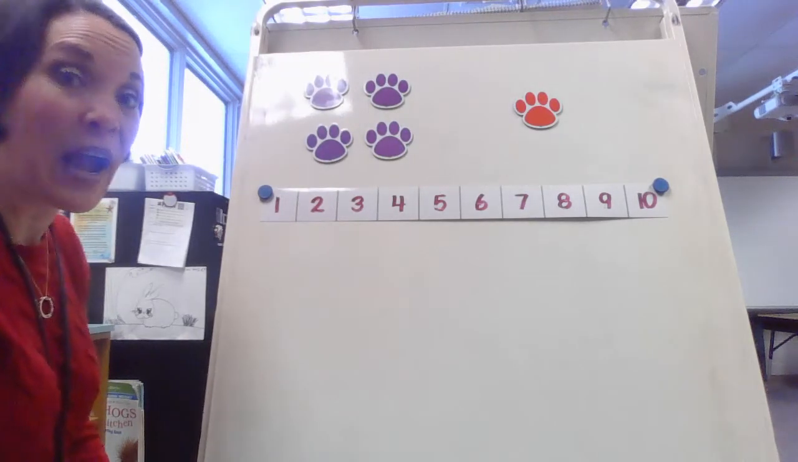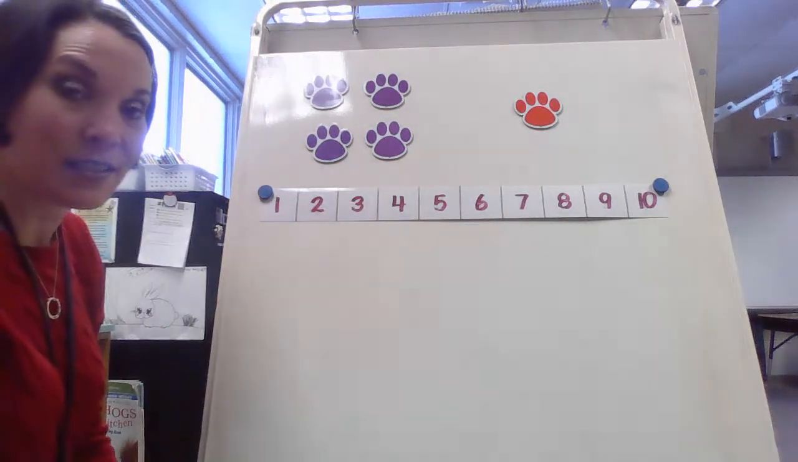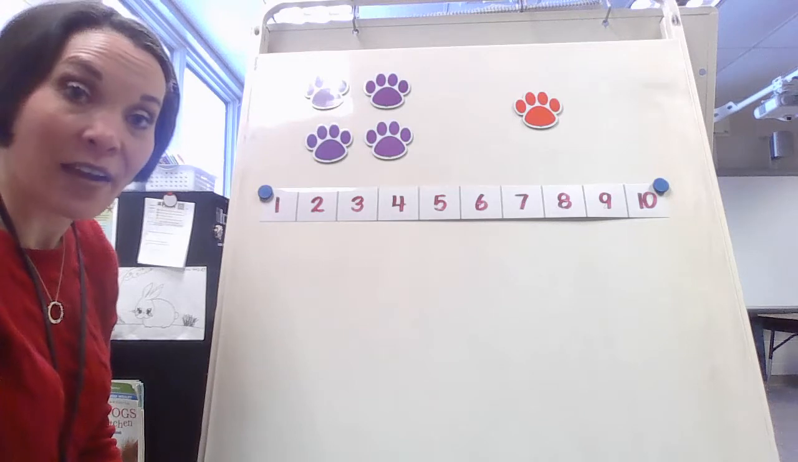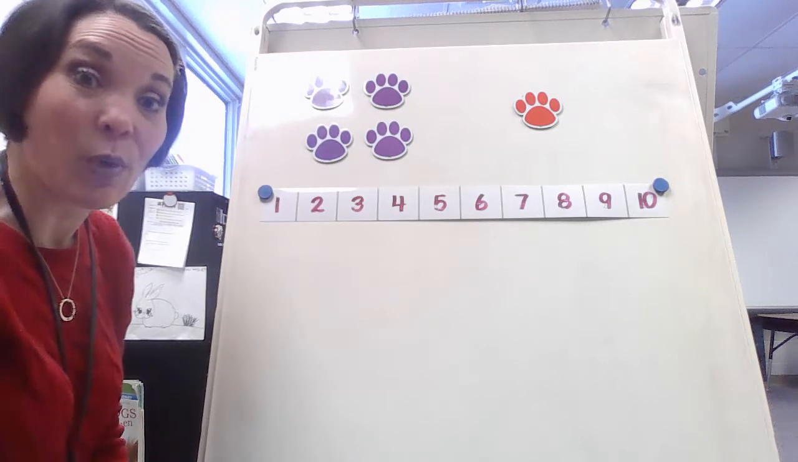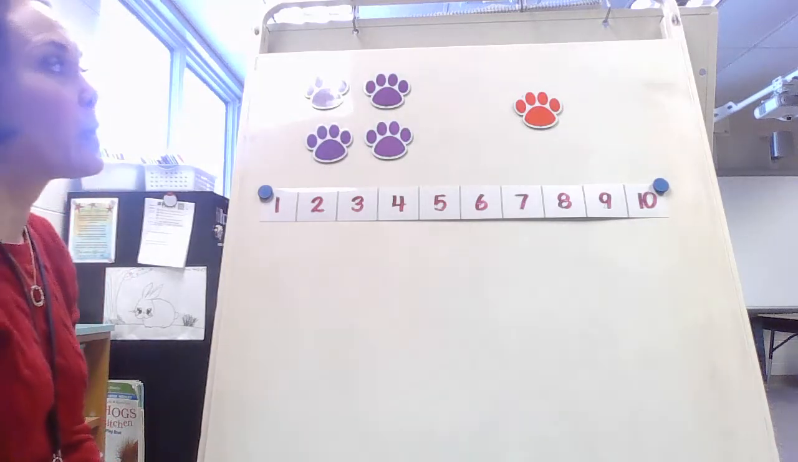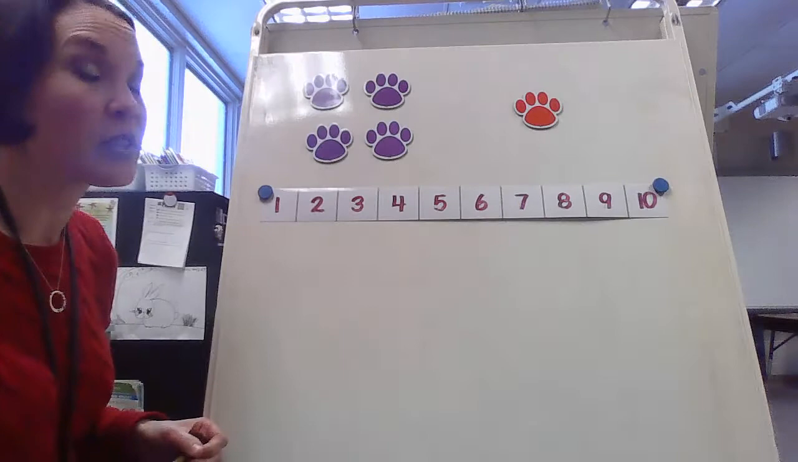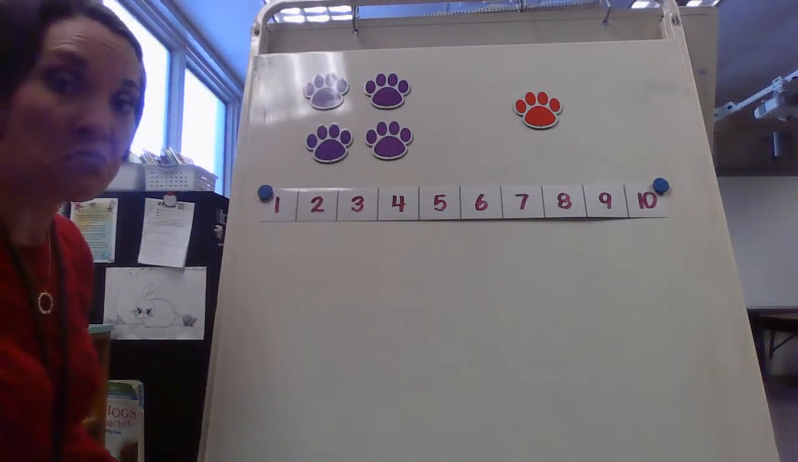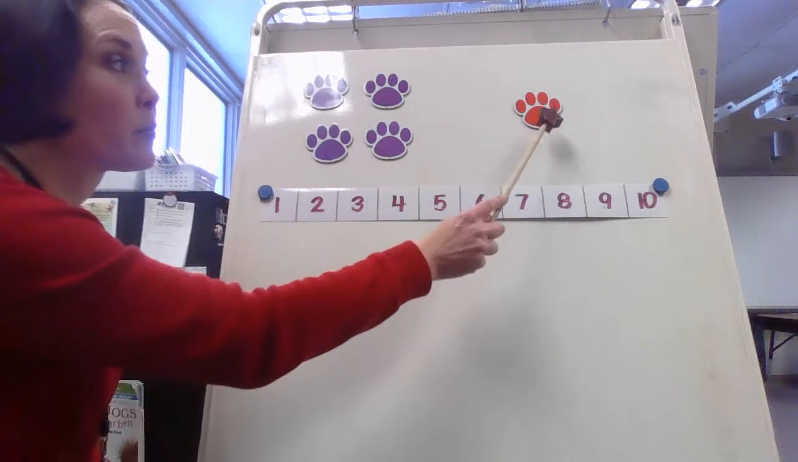Then he found 1 more paw print. How many paw prints in the snow did Jack find? So let's go ahead and review what we have. If you remember, Jack found 4 paw prints first. Let's see. 1, 2, 3, 4. Then he found 1 more.